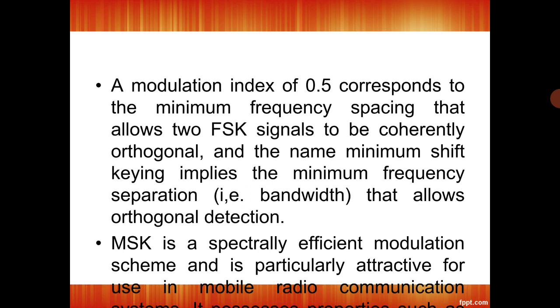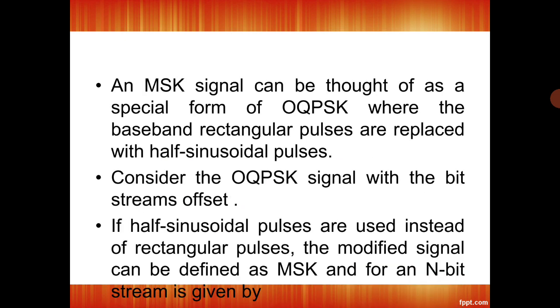Modulation index is the average ratio between Vm and Vc. Vm is the message signal, Vc is the carrier signal. A modulation index of 0.5 corresponds to the minimum frequency spacing that allows two FSK signals to be coherently orthogonal, and the name minimum shift keying implies a minimum frequency separation. MSK is a spectrally efficient modulation scheme, and it is particularly attractive for digital modulation techniques.